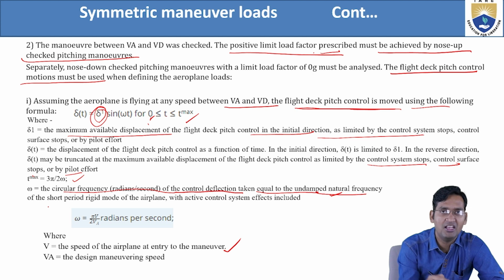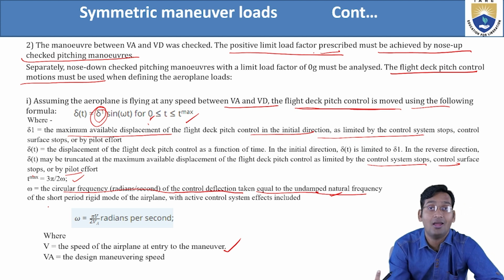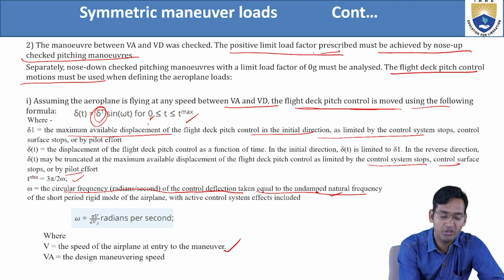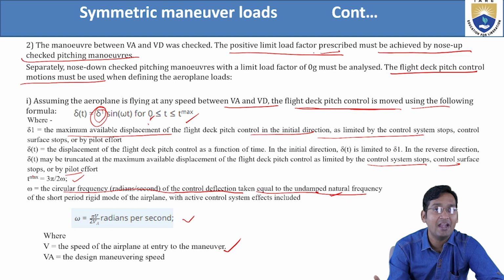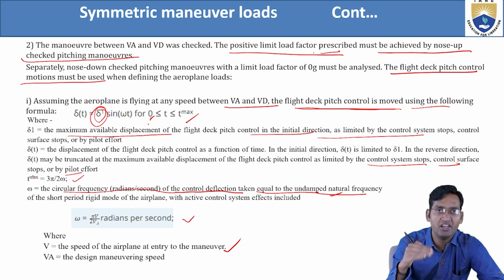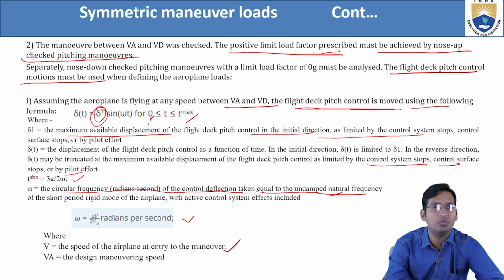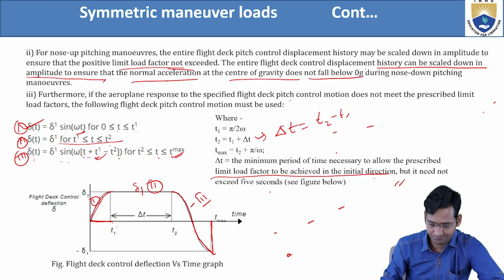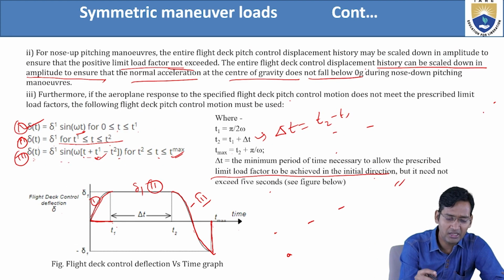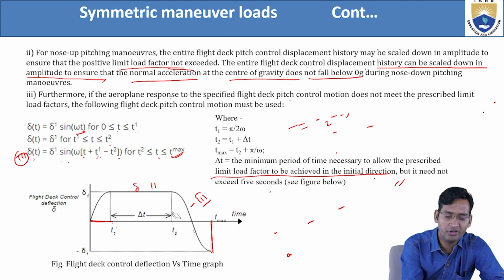What is omega? Omega is the circular natural frequency in the undamped condition, right? So omega we can say is pi V by 2 VA radian per second. What is V here? The speed of the airplane at the entry of the maneuver. Just before starting the maneuver, whatever the speed is, that is V, and VA is the design maneuvering speed up to what it can sustain. From there again we get this for different conditions.